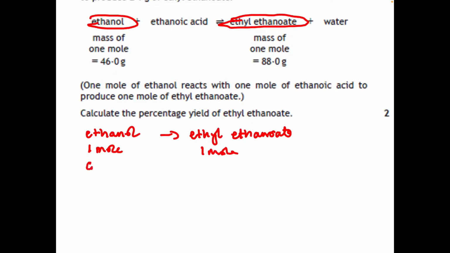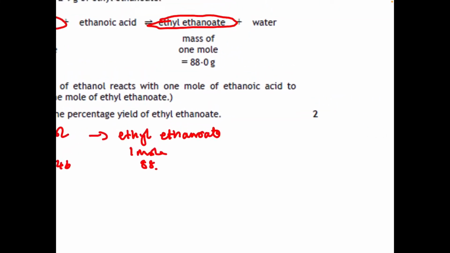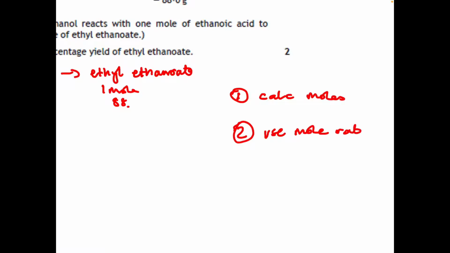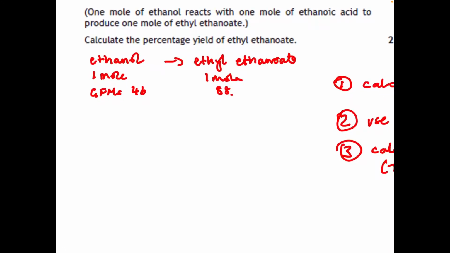And the GFMs are 46 and 88. So what we can do is work out the number of moles that we actually have of ethanol and use that to work out a theoretical yield of ethyl ethanoate. When I do this, I have 3 steps I like to follow for percentage yields. 1 is to calculate the number of moles. 2 is to use a mole ratio. And then number 3 is to calculate the mass, and that's going to be the theoretical yield. So let's go for the calculation.